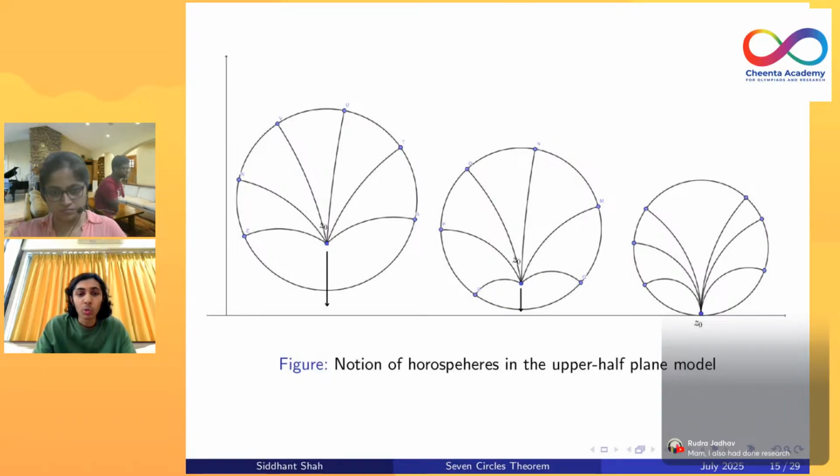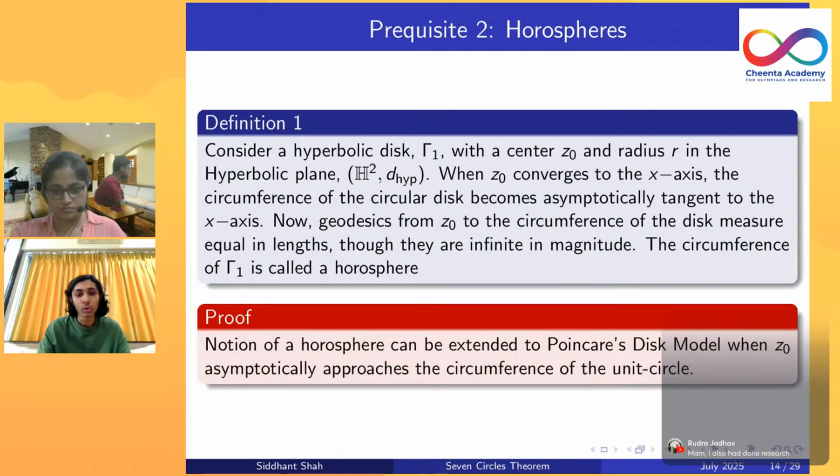So this is what I'm talking about: whenever we have a hyperbolic disk and there is a point which is approaching the x-axis, we see that the circumference is becoming like that. To the previous slide. So the proof of this was basically extended from the Poincaré disk model itself. And from that, this was the concept which was very crucial in this.